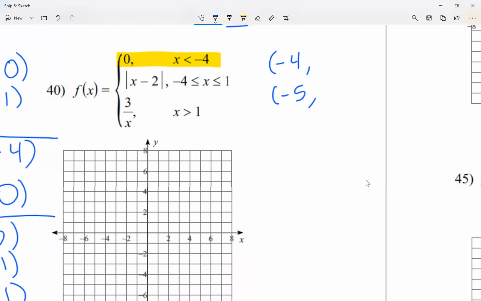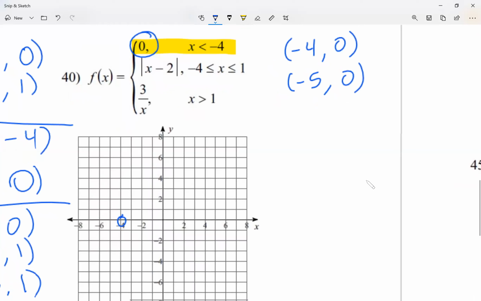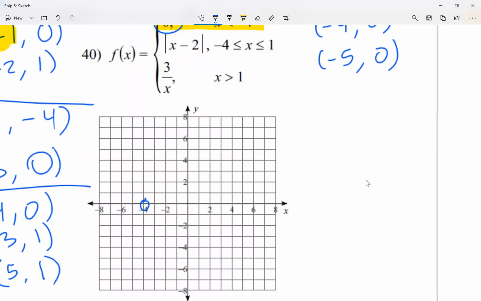Now here it says y is 0. It doesn't matter what x value you give me, y is 0. So this gives me 2 points, right? I have (-4, 0) and (-5, 0). I know (-4, 0) is an open circle, right, I'm using my inequality. (-5, 0) is just the point that I found. And I'm gonna connect them. Boom, there you go.